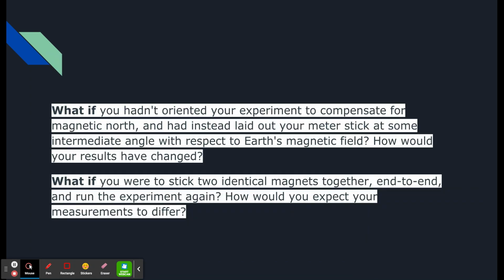Finally, I'm going to answer the questions below. Putting a stick at an intermediate angle would make the data much more inaccurate, because the magnetic field will contain unnecessary magnetic fields. For the second question, there would be a greater magnetic field due to the magnetic field superposition.